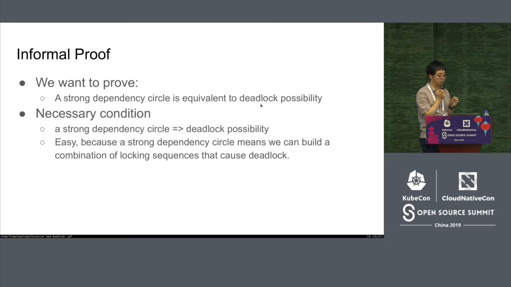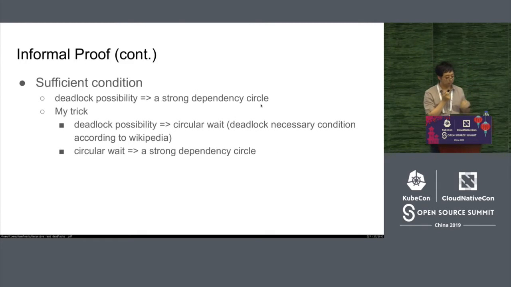But for us, we don't allow this possibility of deadlock to occur, because if that happens, then the system will get stuck anytime. Yes, we don't want the deadlock possibility. We make it equate to the deadlock possibility. So suppose we have a strong dependency, we can construct an example in which the deadlock occurs.